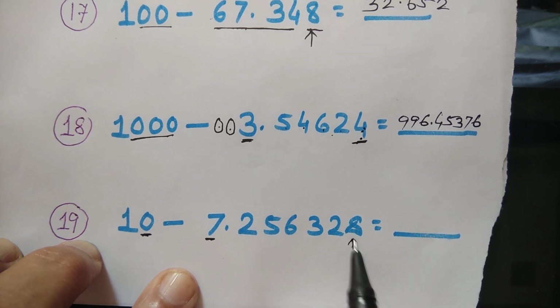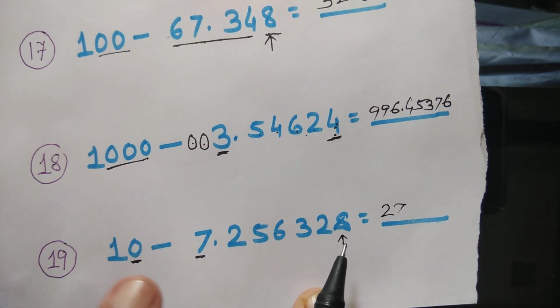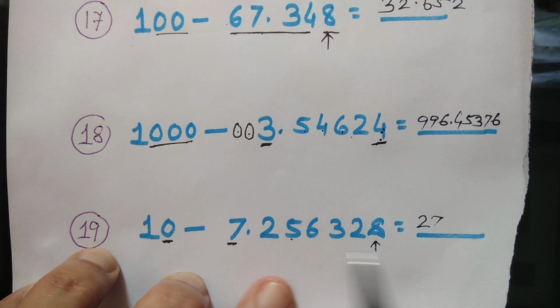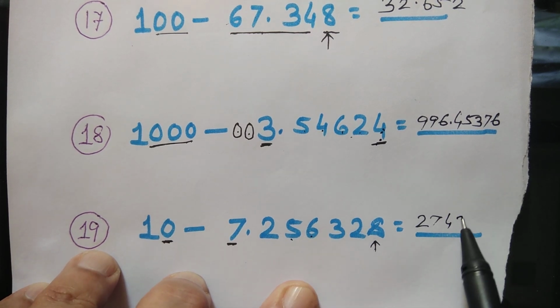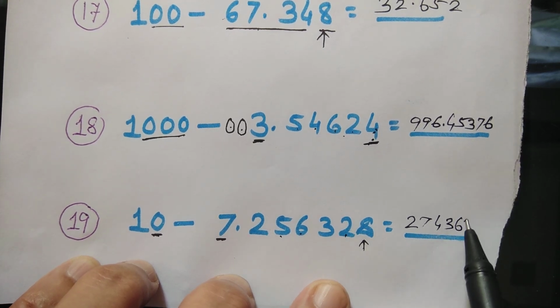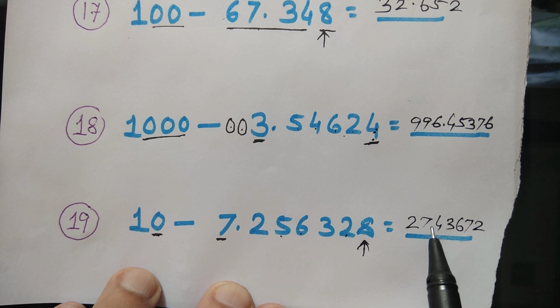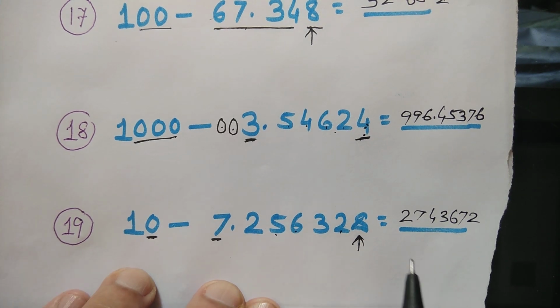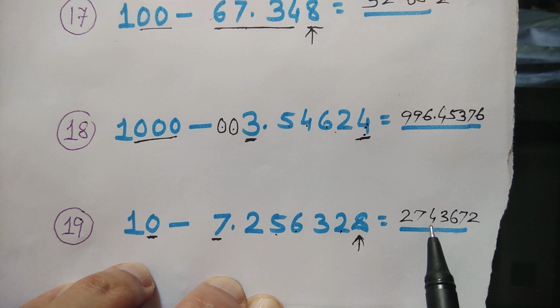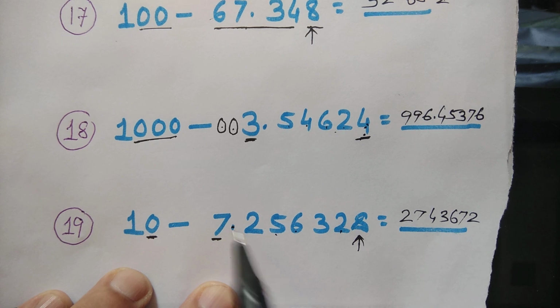This is last number. 7 plus 2, 9. 2 plus 7, 9. 5 plus 4, 9. 6 plus 3, 9. 3 plus 6, 9. 2 plus 7, 9. And this number from 10 means 8 plus 2 is 10. All from 9 and last from 10. You get answer in this way 2743672. But decimal point is here. You can do decimal point here.